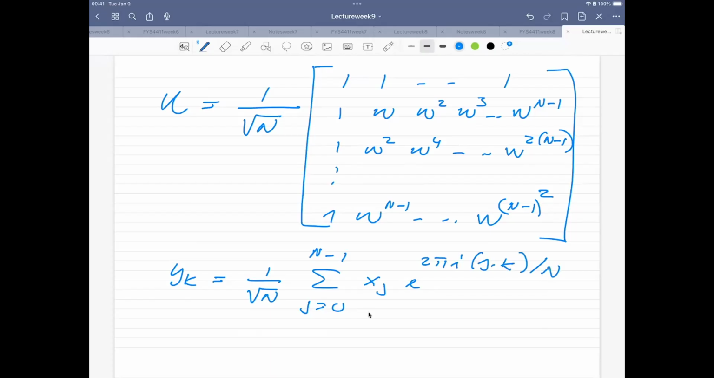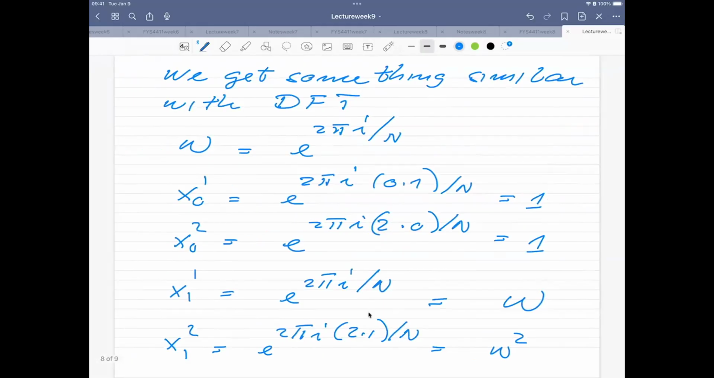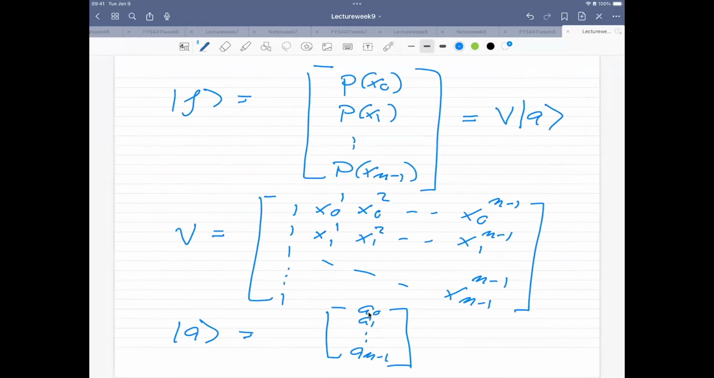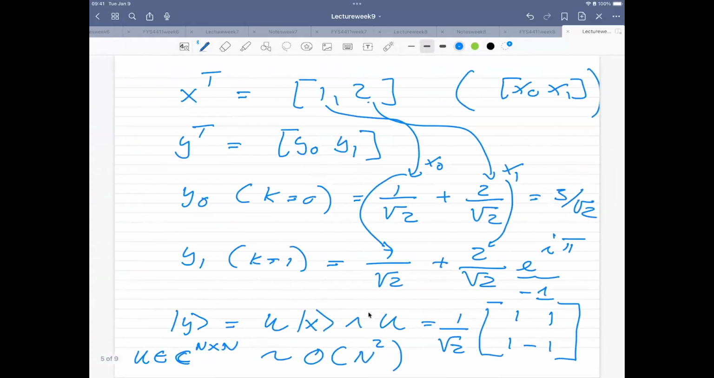So the thing I've done now is simply to set in the explicit expressions for this matrix U. So what I would get then is y equal to U times a vector x. So this is the discrete Fourier transform. And you saw an example here of the case with just 2 elements. And that gave us the Hadamard matrix.